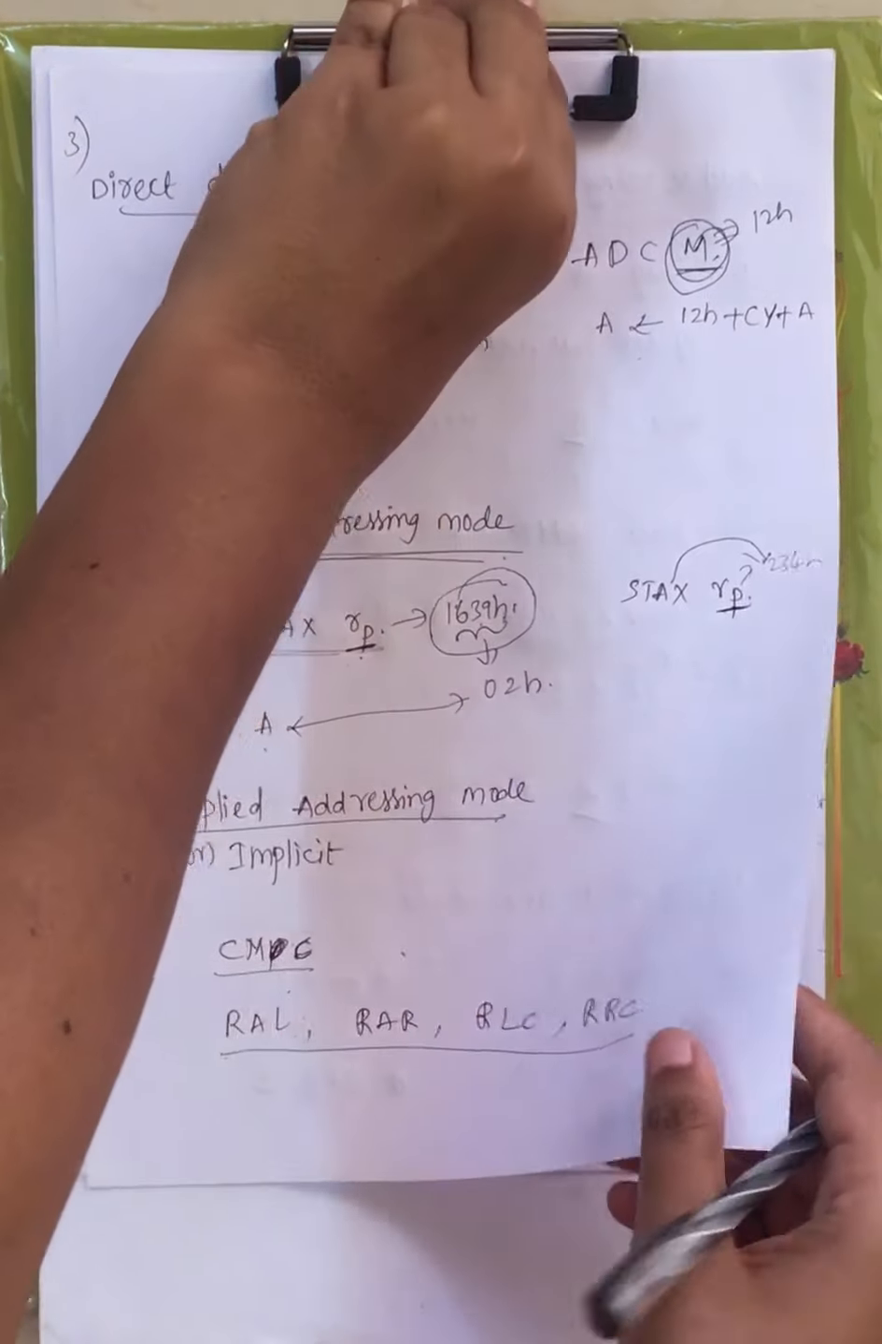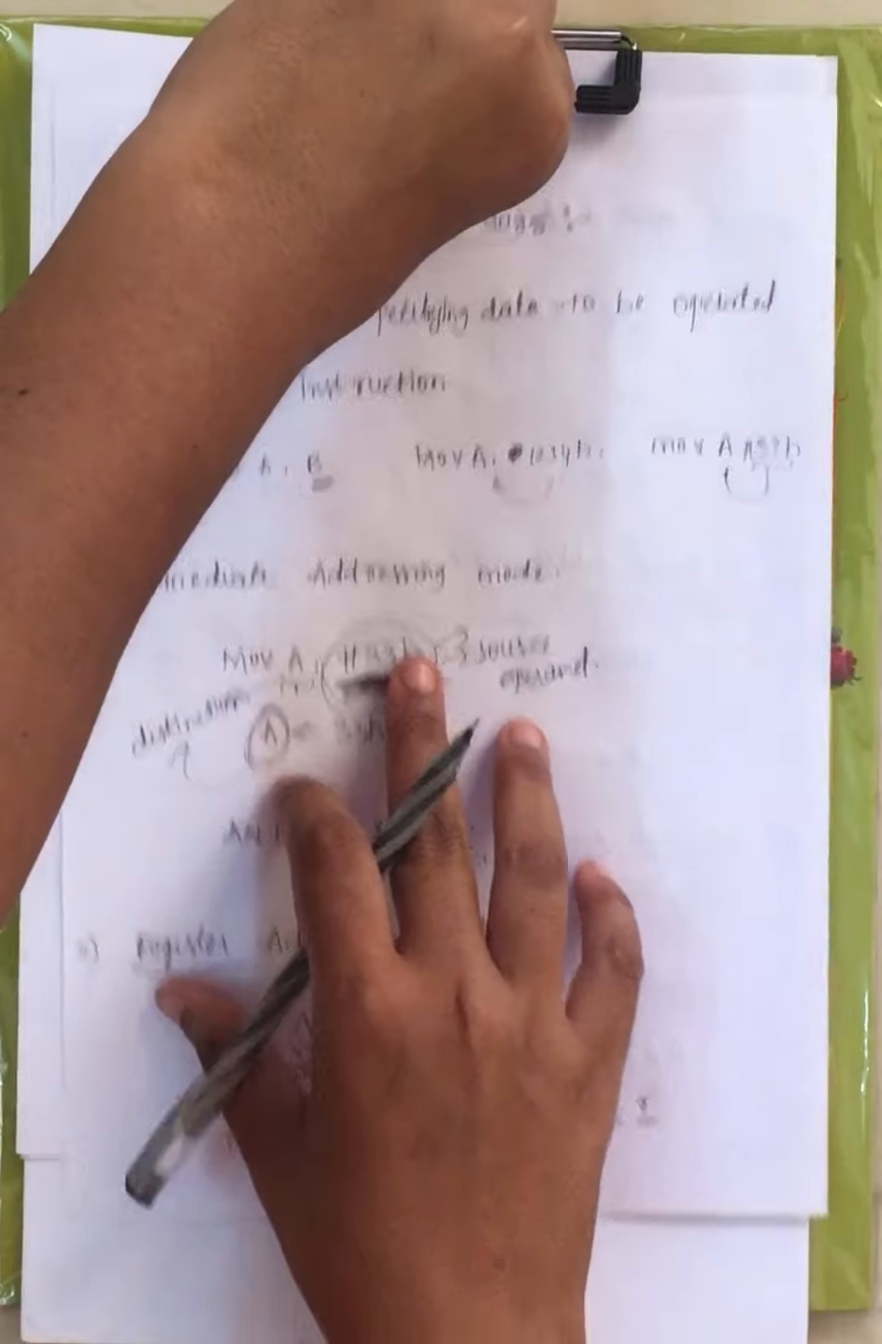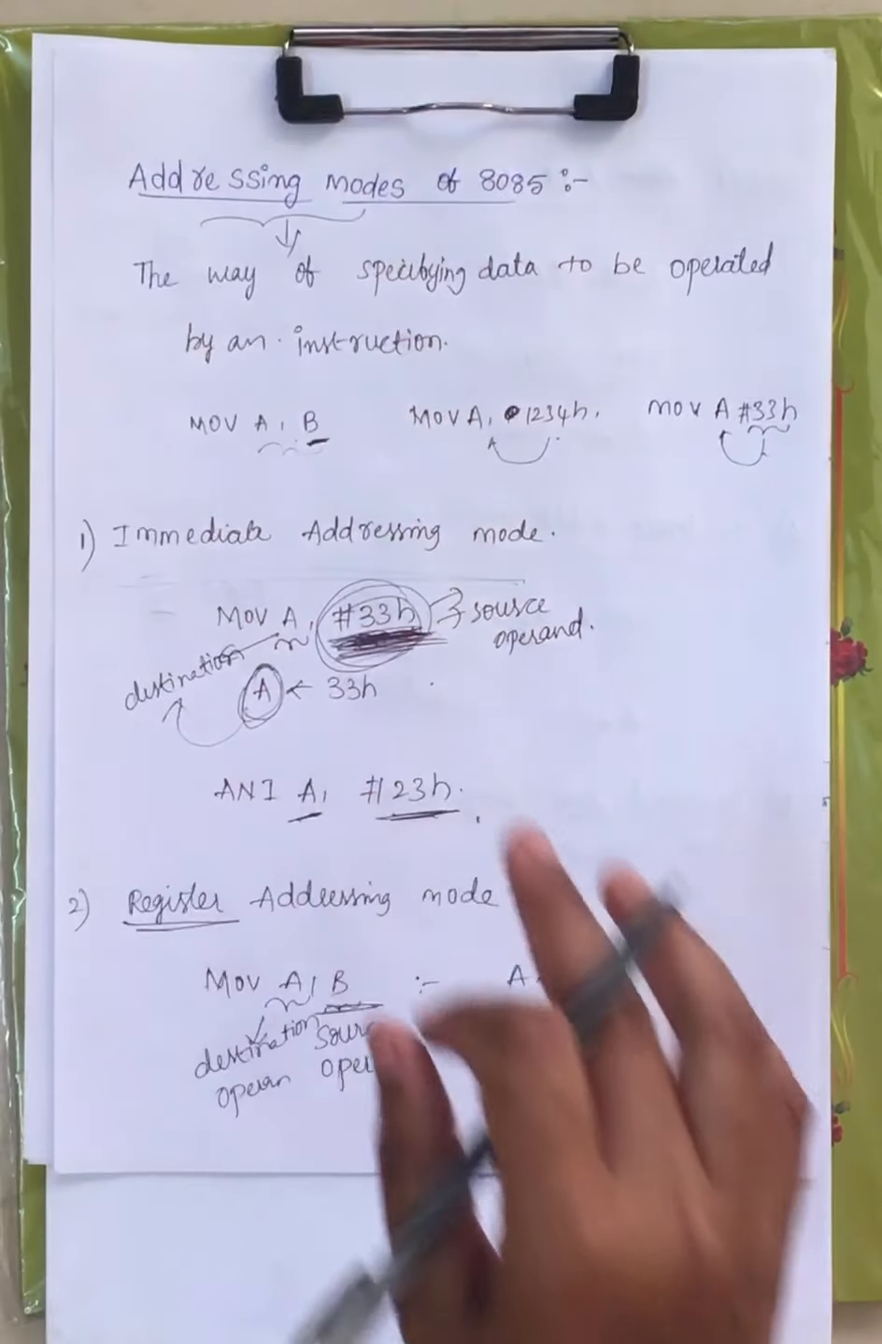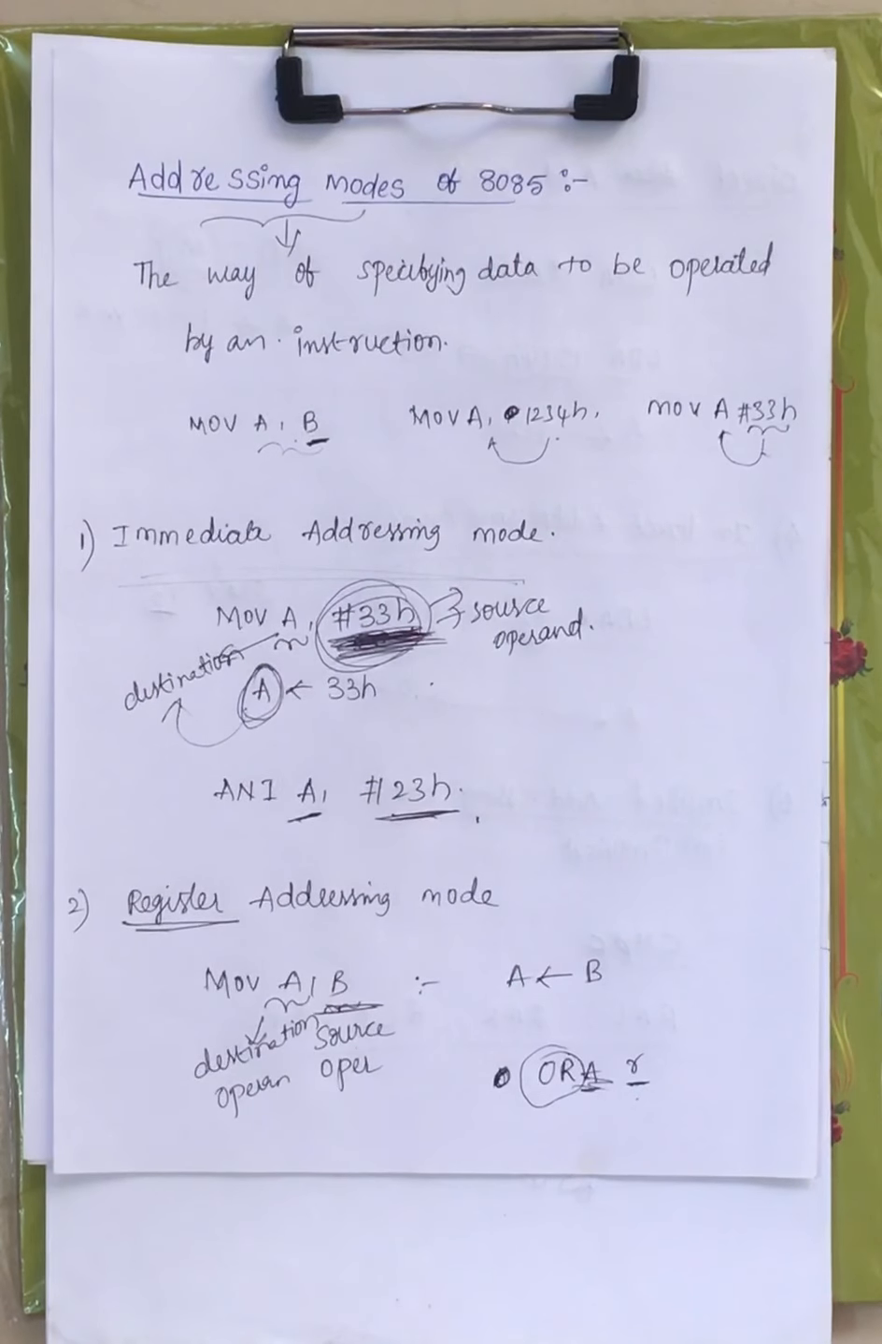Now let me explain briefly again. What is meant by addressing mode? The way of specifying data, right? That is nothing but specifying the source operand, whether it is a memory location, or an immediate data, or a register, or a register pair that is pointing to some memory location, right?